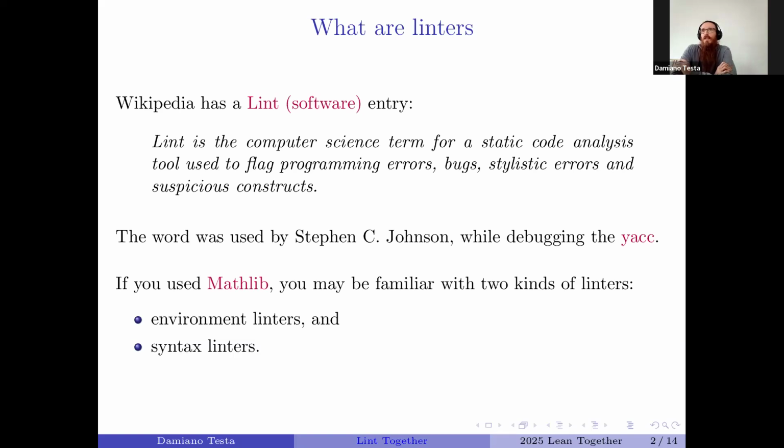If you've used Mathlib, you may or may not have realized that there are two kinds of linters that are active, at least in Mathlib, or that in Lean are active. One kind is environment linters, and the other one is syntax linters. The first half of my talk will be basically saying something about both, but ultimately, I will focus on syntax linters. So let's see a little bit what these are and what their differences are.